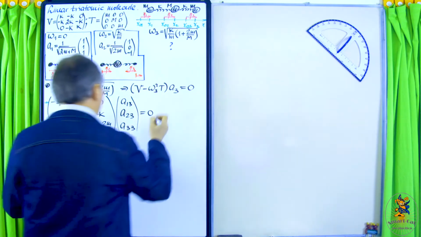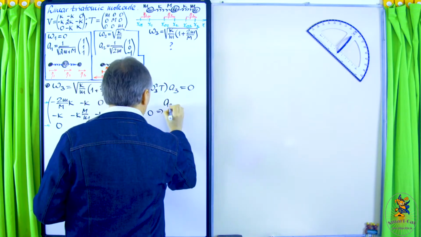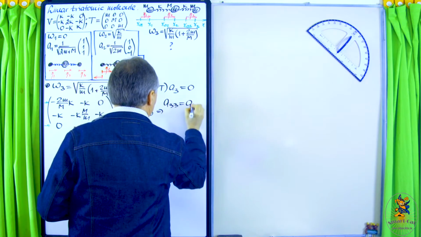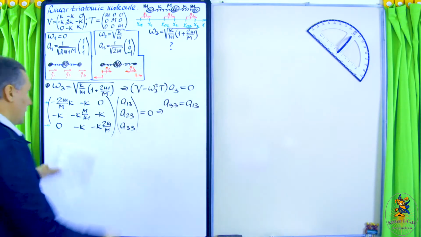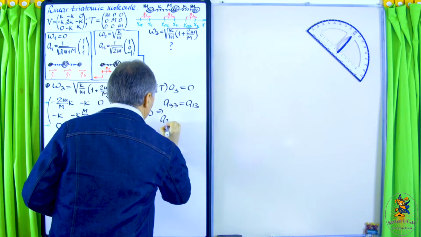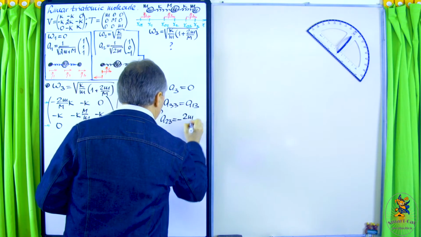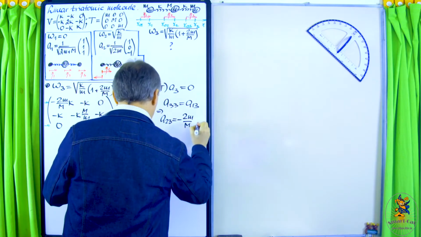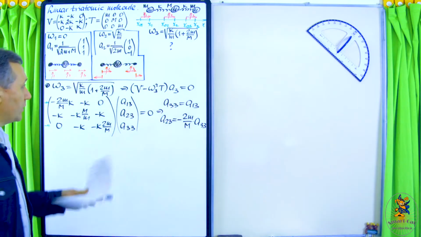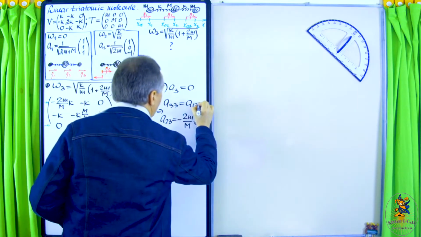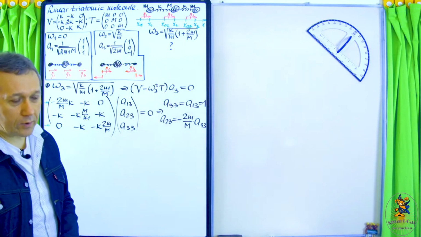You will end up with what? That A33 must be equal to A13. Right. It's very trivial. And A23 equals minus 2m small over m capital times A13. Right? So now if we take, for example, A13 as 1, then we can write the rest in terms of A13.